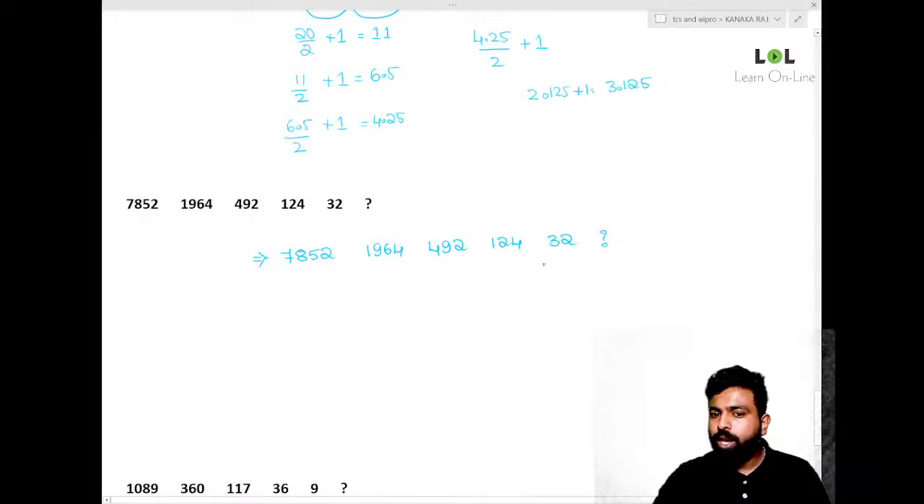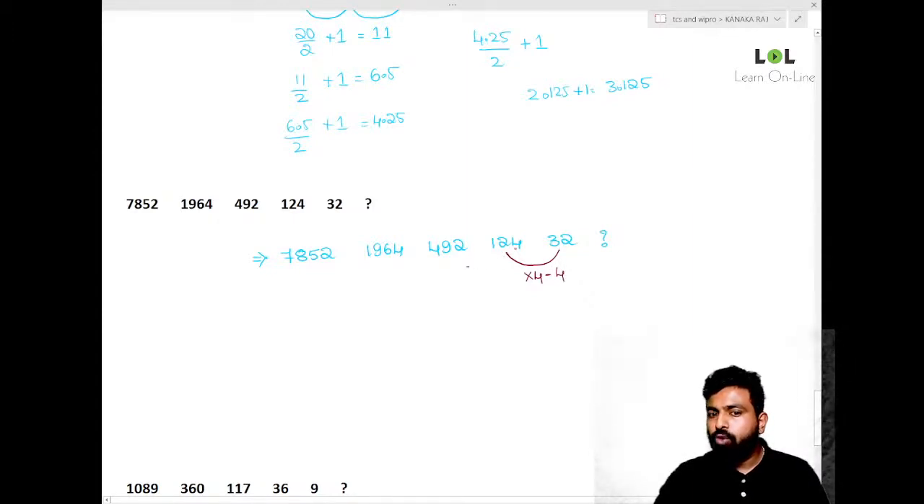So 32 to 124. What should I do? If you observe this carefully, I need to multiply. What should I multiply with 32 to get 124? 32 into 4 gives me 128. But I'm having 124 here. So what should I do? I should try to subtract 4 from this.